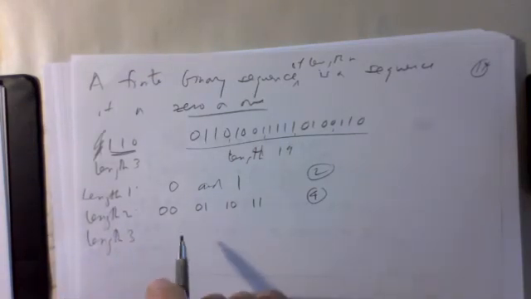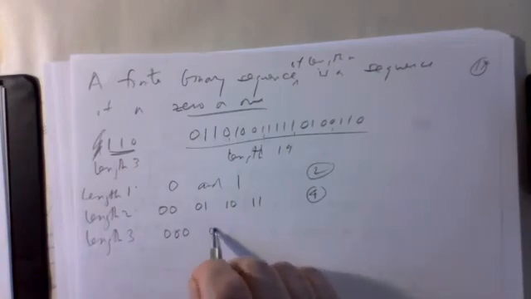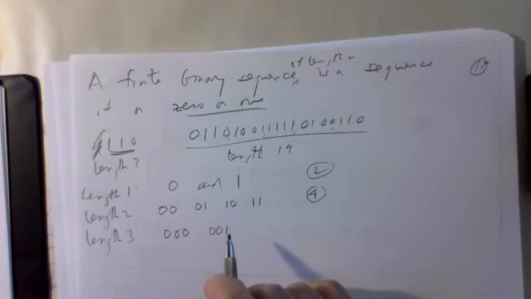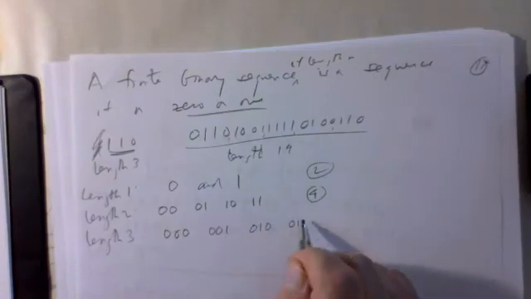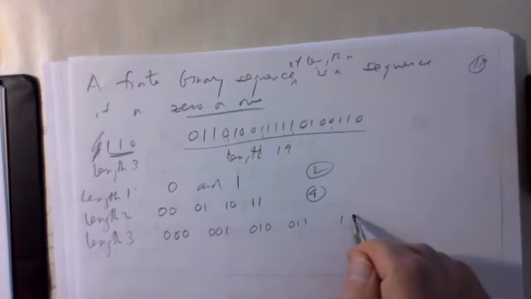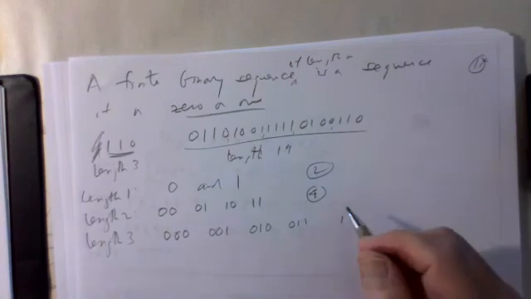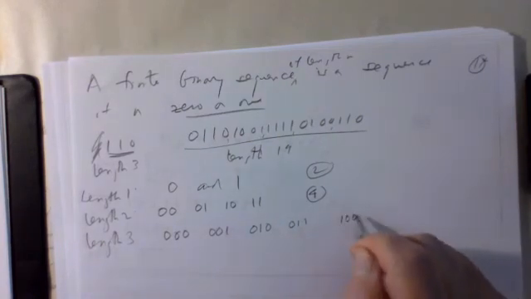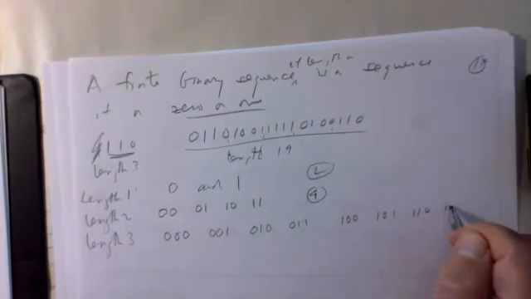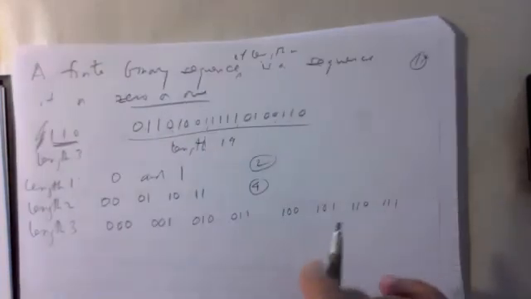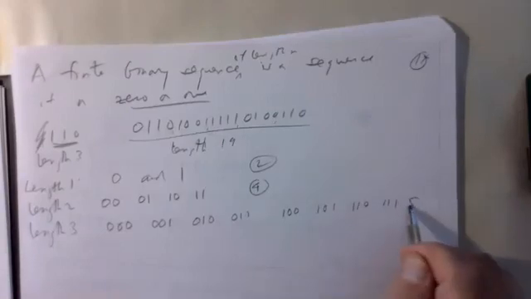What are the binary sequences of length 3? 000, 001, 010, 011, 100, 101, 110, 111. I think these are all there are. There are 8 of them.